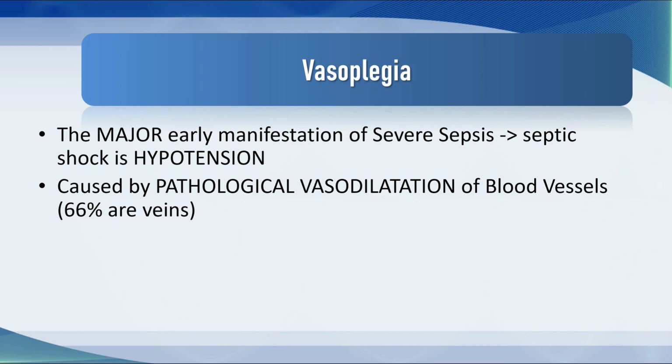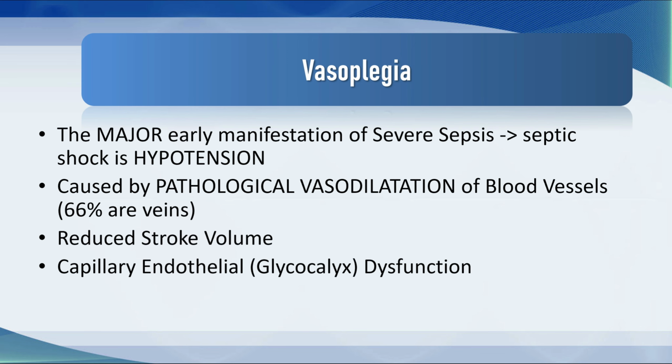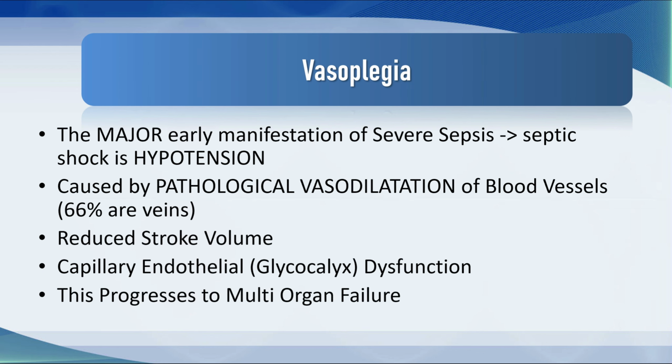Most doctors only think of vasodilatation being in the arterioles, but 66% of vessels are veins, so a major component of this is in the veins. There is a dramatic increase in the unstressed blood volume. Because of a reduction in venous return and often a problem with cardiac contractility, there is a reduction in stroke volume. Right down in the microcirculation, there is dysfunction of the capillary endothelial glycocalyx. Because that's disrupted, there is clotting in the microcirculation, and that is the motor of multi-organ failure.